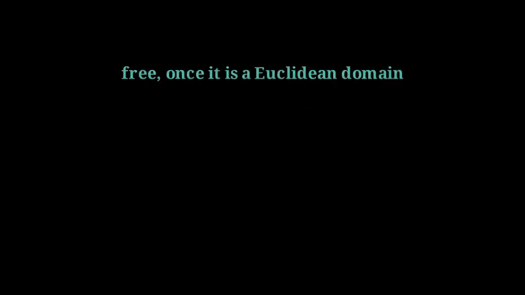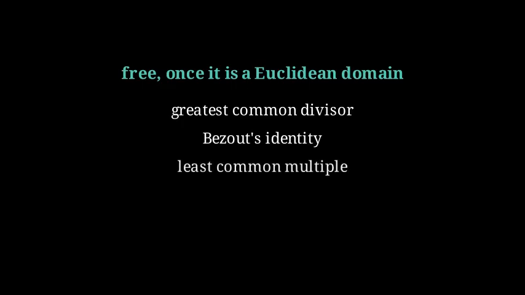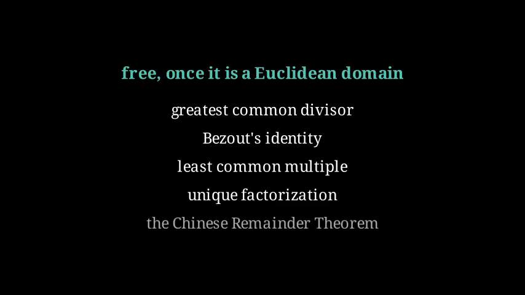So all of that comes free with no new proof at all. All of it, once you know a structure is a Euclidean domain, you inherit, already proven, the greatest common divisor, Bezout's identity, the least common multiple, unique factorization into irreducibles, and the Chinese remainder theorem. You do not reprove a single one of them. They are consequences of the structure, and the structure is all you ever had to check.